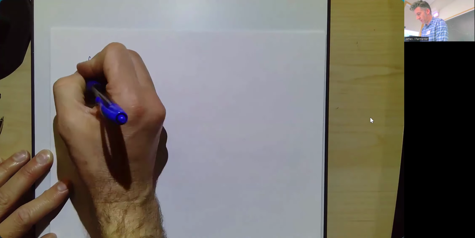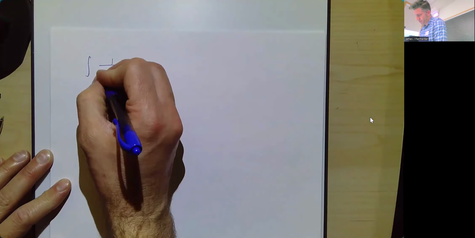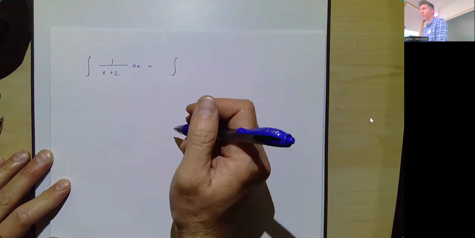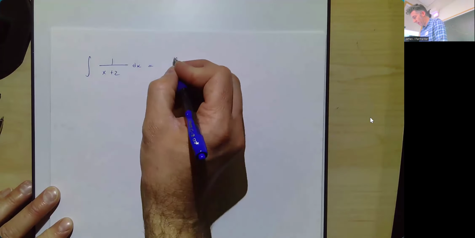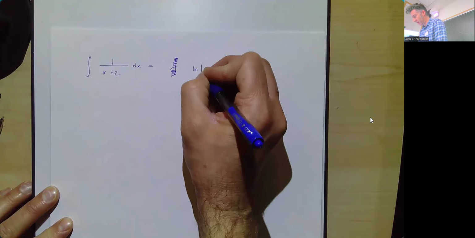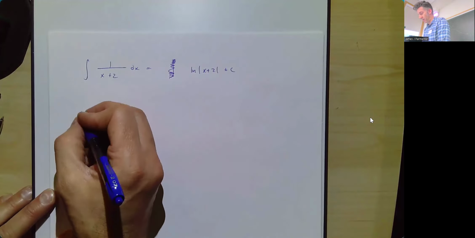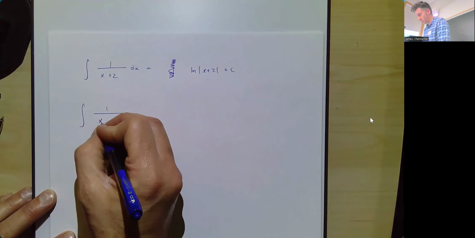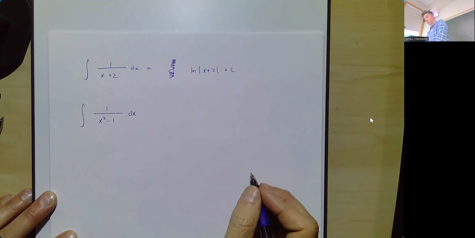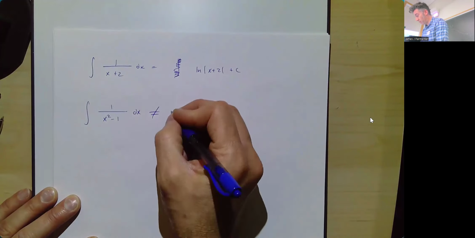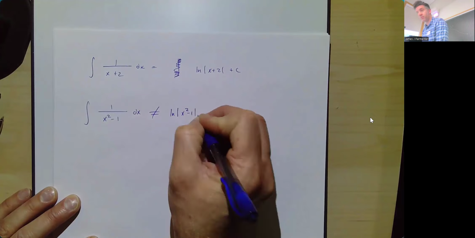That said, we have to be careful with logarithms. For example, if someone said, what's the antiderivative of 1 over x plus 2, we can easily say, okay, that's going to be the natural log of the absolute value of x plus 2 plus c. But if someone said something like, find the integral of 1 over x squared minus 1, and we don't know how to do this yet, but we will learn it eventually, that's not equal to the natural log of the absolute value of x squared minus 1.